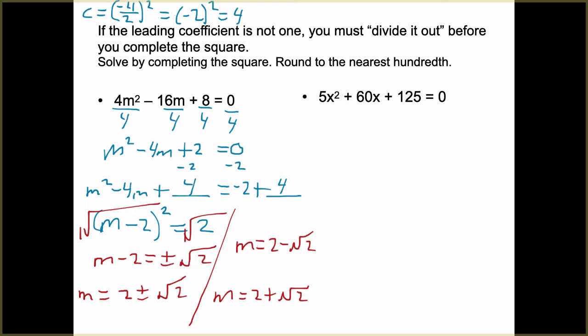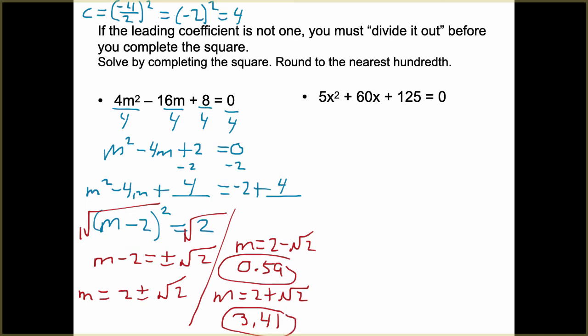And we are going to the nearest hundredth on this slide. 2 minus the square root of 2 is 0.59. And 2 plus the square root of 2 is 3.41. So these are my two solutions. Our m's are at 0.59 and 3.41.